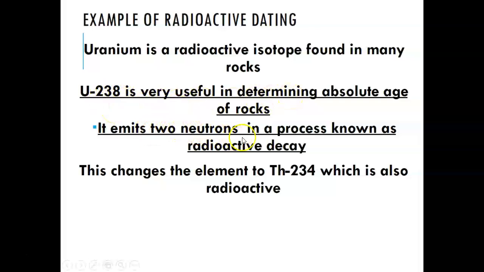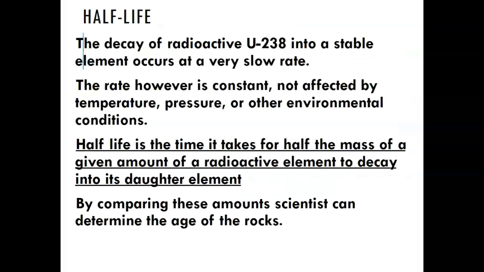It emits 2 neutrons in a process known as radioactive decay. As it does this, it changes the element to Th-234, which is also radioactive. Then this Th-234 will release more neutrons in order to become something else. Uranium is going to decay and decay all the way down until it becomes very stable. At that point, it has transformed into the element lead. We'll talk about that.